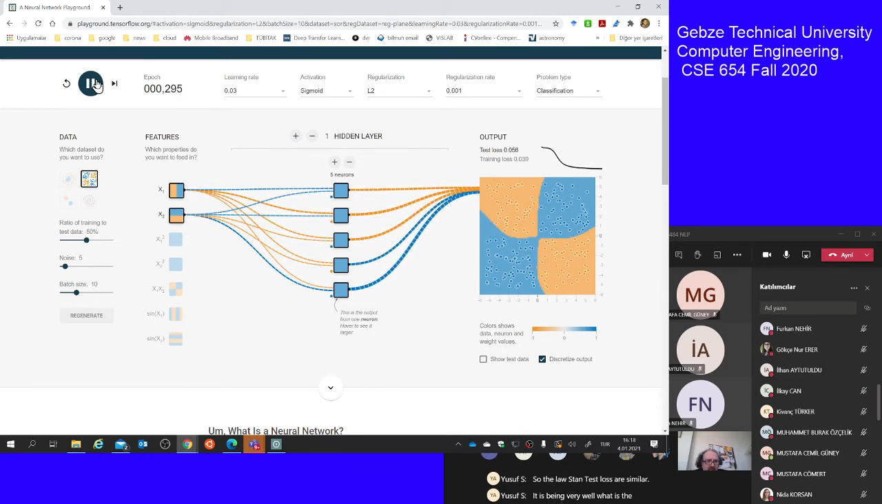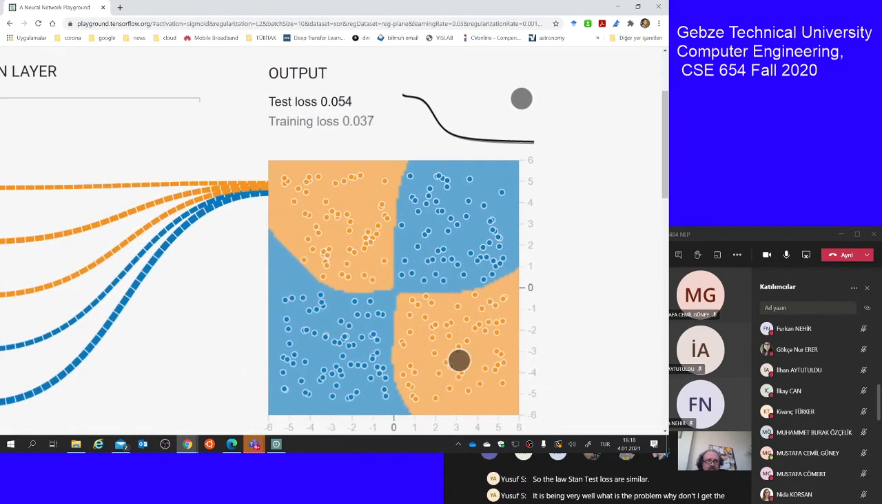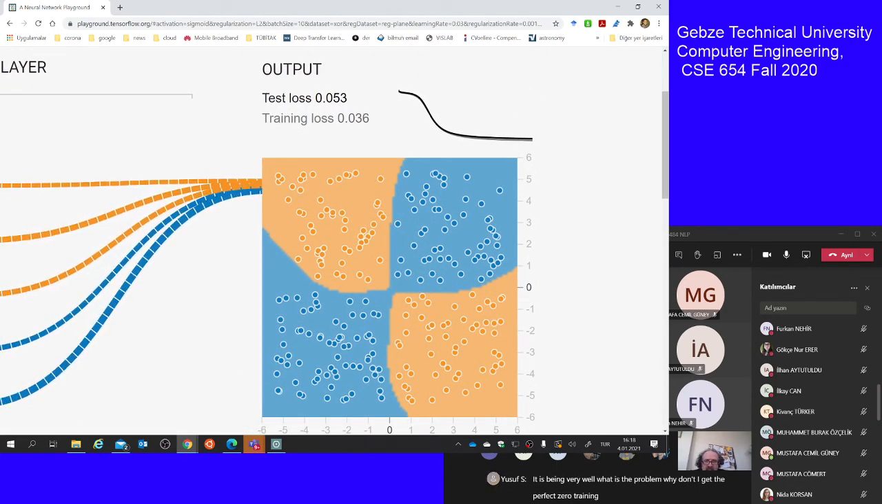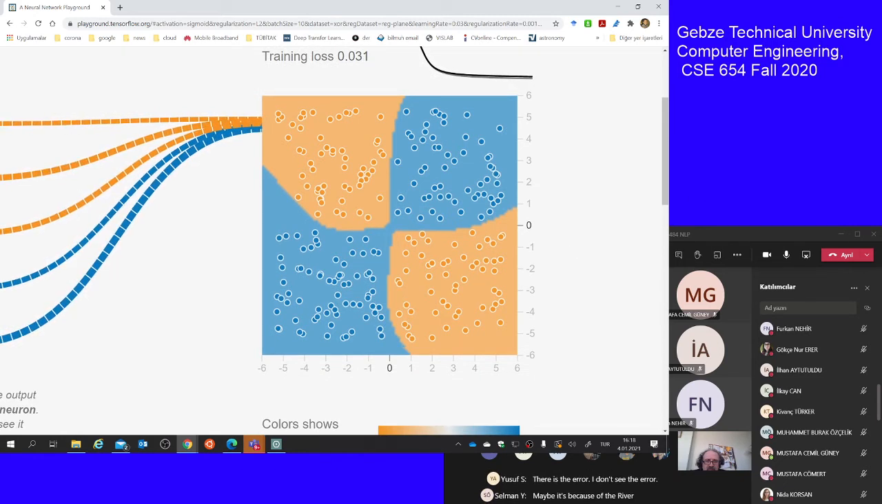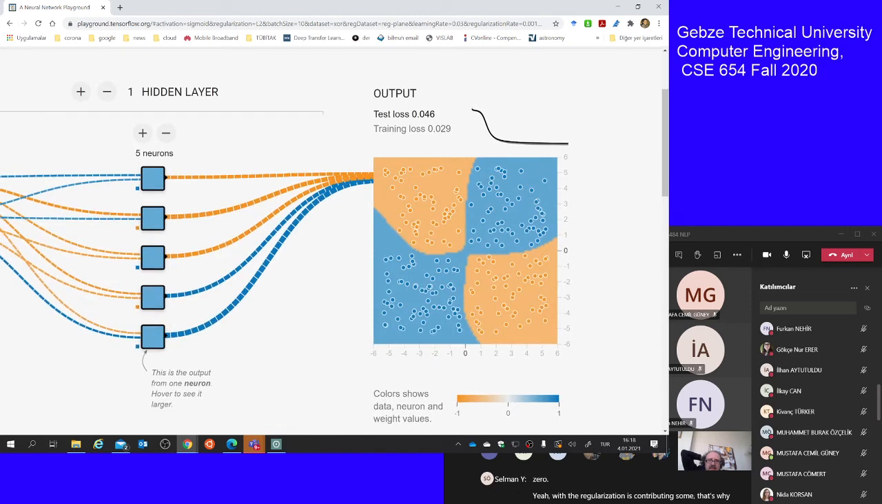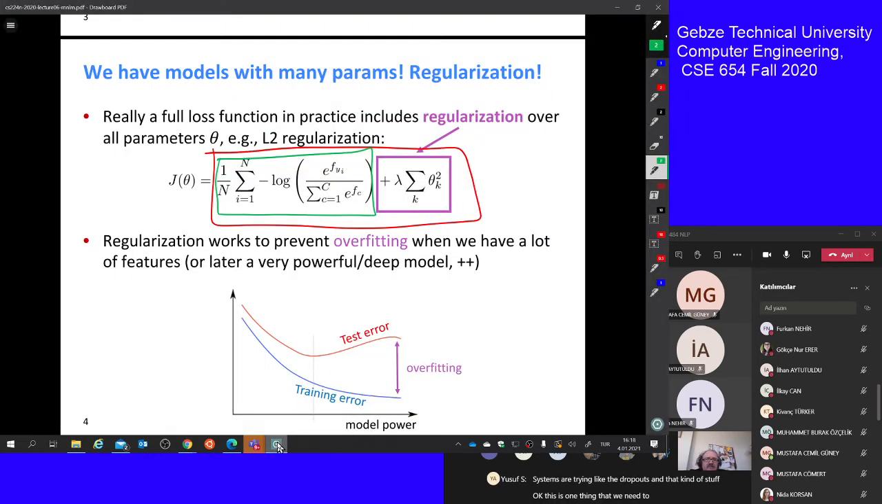What is the problem? Why don't I get the perfect zero training loss? Can you guys see the error? Where is the error? I don't see the error. Maybe it's because the parameters aren't all zero. Yeah, the regularization is contributing some. That's why I'm not getting it. Okay, so this is not accuracy, this is loss. Also, there are many things that these systems are trying, like the dropouts and that kind of stuff. This is one thing that we need to be aware of, regularization.